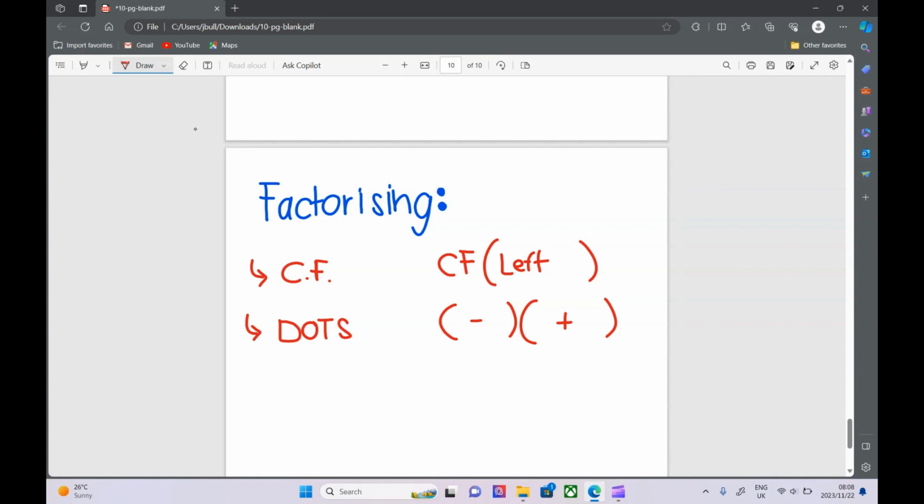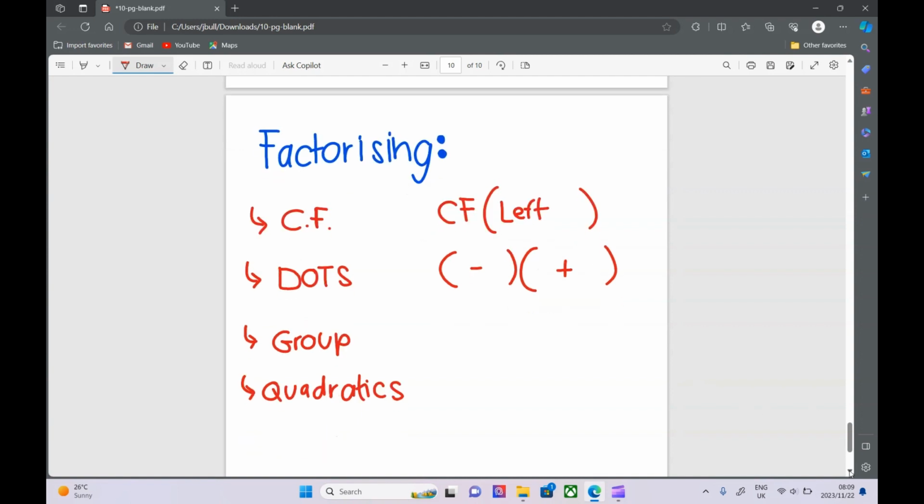The other thing to look for is, can you do any grouping? So sometimes you can group things together and then take out common factor. And then we often have quadratics. Okay, so we know factorizing quadratics is a little bit different. So these are the things that we should be looking for when we're factorizing.